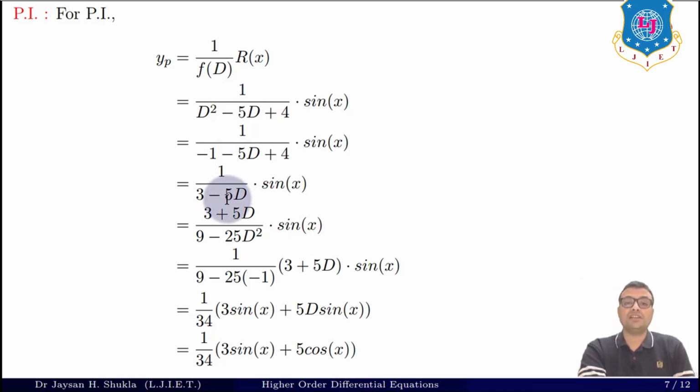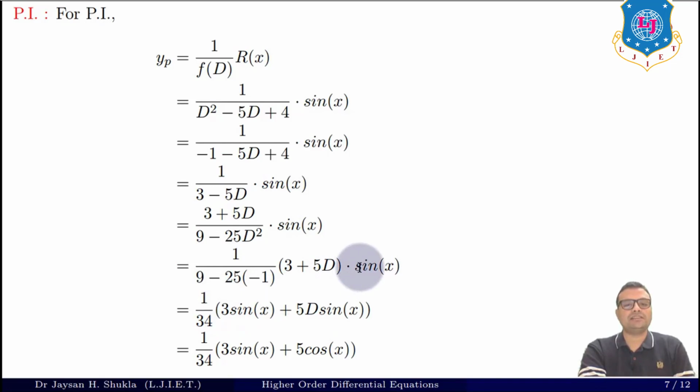So for that we are multiplying and dividing by the conjugate of this 3 minus 5d, which is nothing but 3 plus 5d. So I am taking in numerator 3 plus 5d, in denominator I am taking 3 plus 5d, so it will give you 9 minus 25 d square in denominator. Again, replace d square with minus of 1. So it gives you 1 upon 9 minus 25 into minus 1, 3 plus 5d as it is in numerator. So this denominator is 9 plus 25, which is nothing but 1 upon 34.